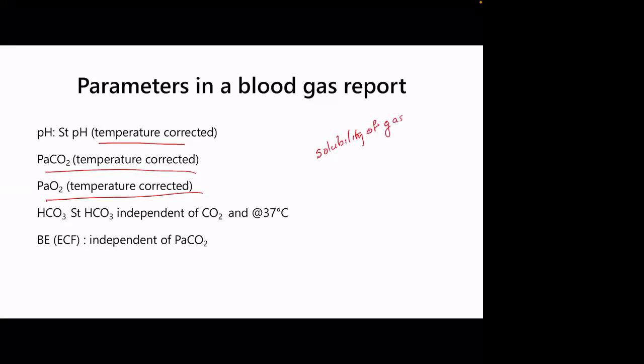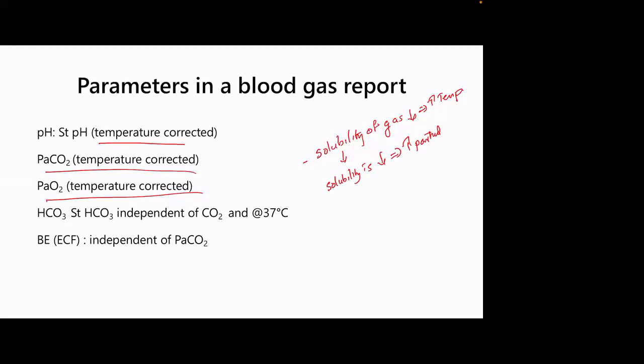of a gas is decreasing with increase in temperature. And another thing that we have to take care of is, if solubility is decreased, that will lead to increased partial pressures, because more gas will be turning from the dissolved form to the gaseous form. So the partial pressure will be increased if the solubility is decreased.